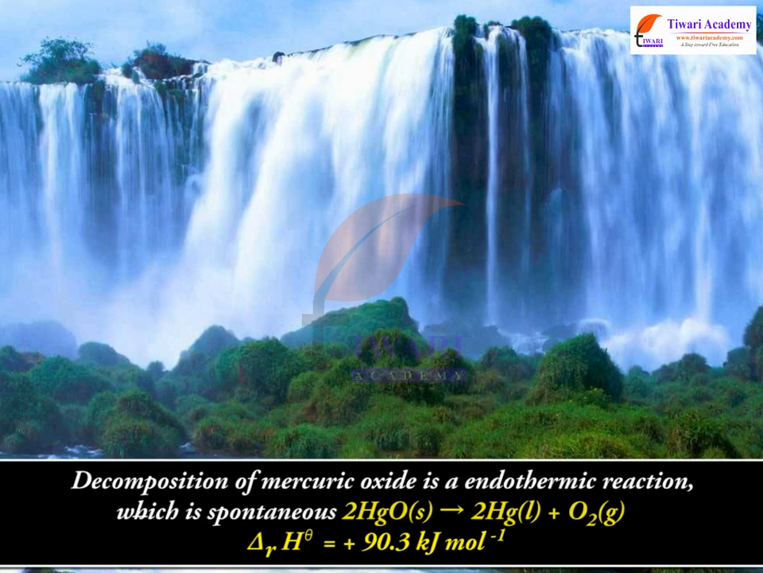Gibbs function G is an extensive property and a state function. The change in Gibbs energy for the system, ΔG system, can be written as ΔG system is equal to ΔH system minus TΔS system minus S system ΔT. At constant temperature, ΔT is equal to 0. We have ΔG system is equal to ΔH system minus TΔS system. Dropping subscript system, we get ΔG is equal to ΔH minus TΔS.